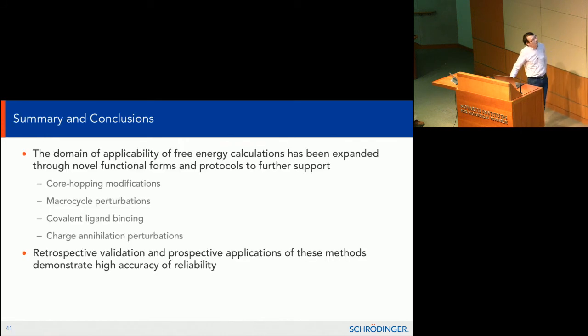So in summary, starting from 2015, after making the R-group modification and single atom mutation perturbations accurate and reliable, we have been doing more research to develop novel methods to push the boundaries of the FEP calculation methods to enable accurate calculations for the following very challenging perturbations, including core hopping modification, macrocycle perturbations, covalent binding, and charge perturbations. Both the retrospective validation and prospective applications of those methods have demonstrated their high level of accuracy and reliability.